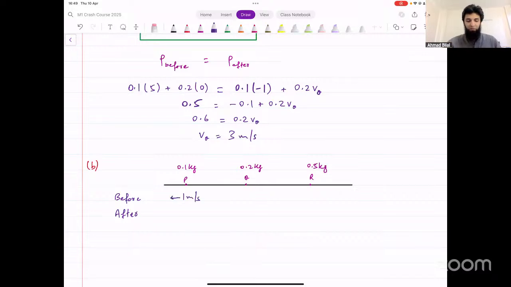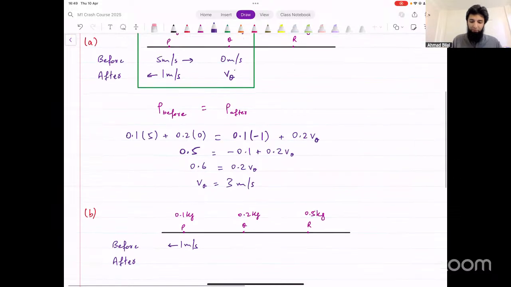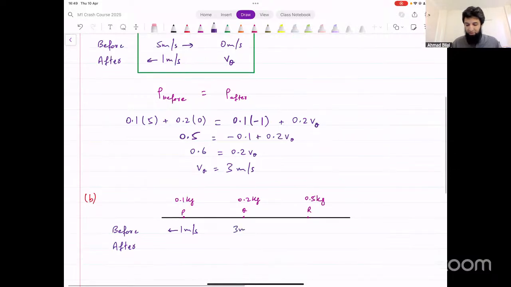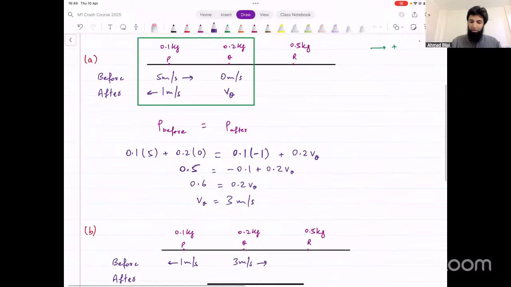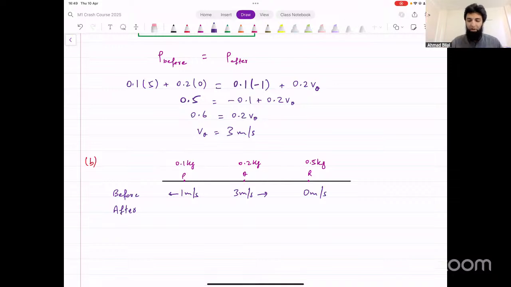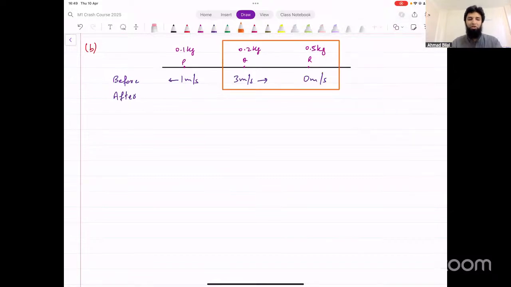So we're talking about what's happening after the first collision. P is moving towards the left at 1 meter per second. What about Q? We found the speed of Q, 3 meters per second. Q is moving towards the right side at 3 meters per second. And what about R? R was at rest. This is the situation before the second collision now.